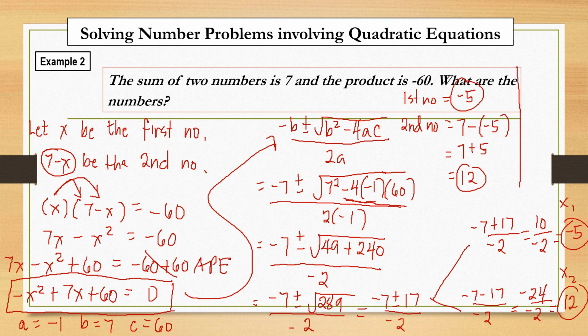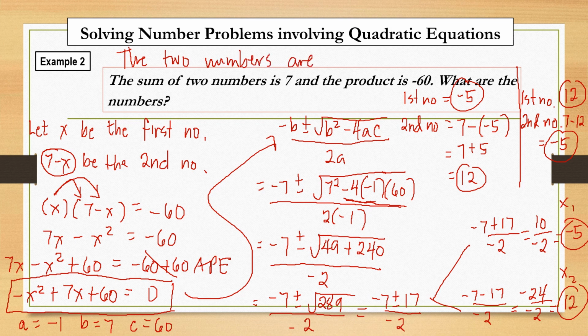Same if we use x sub 2 as the first number. So if the first number is our x sub 2, which is 12, the second number would be represented by 7 minus x. So our x is 12. 7 minus 12, that is negative 5. So therefore, the two numbers are negative 5 and positive 12.